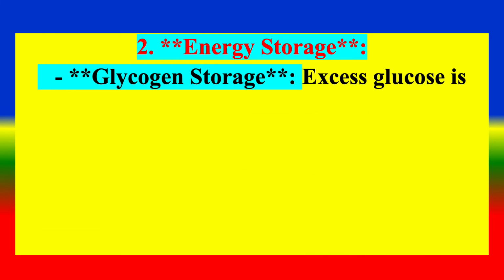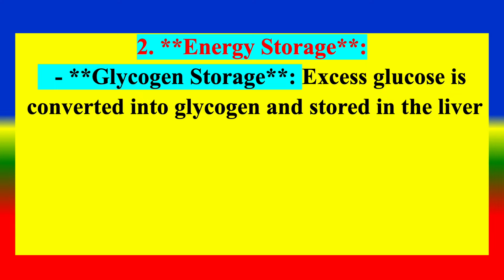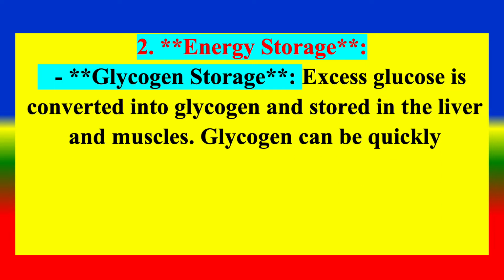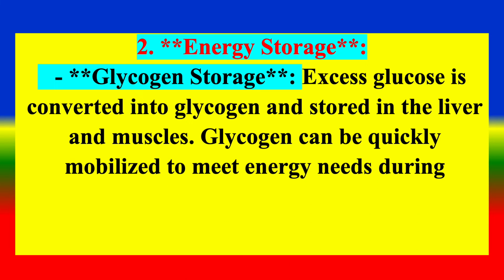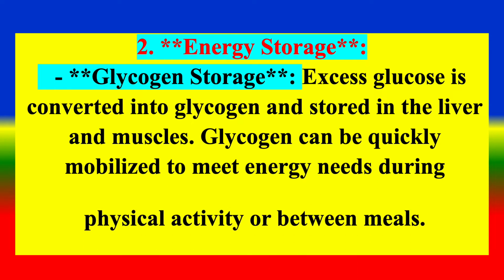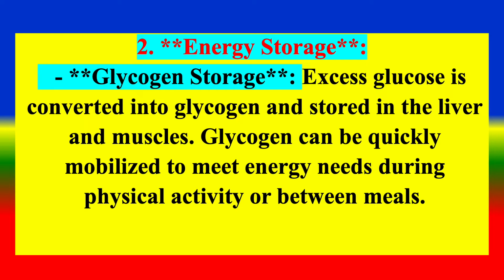Two, energy storage, glycogen storage. Excess glucose is converted into glycogen and stored in the liver and muscles. Glycogen can be quickly mobilized to meet energy needs during physical activity or between meals.